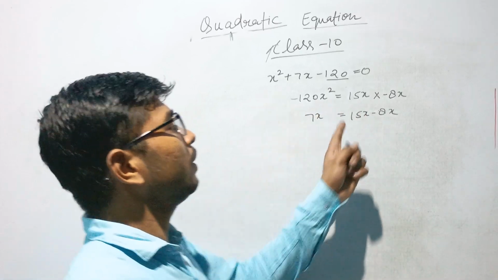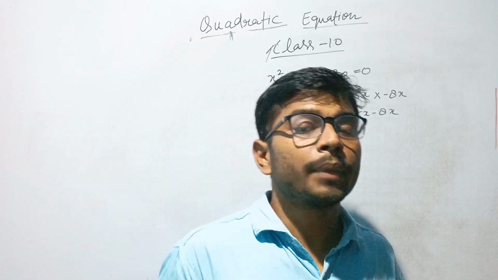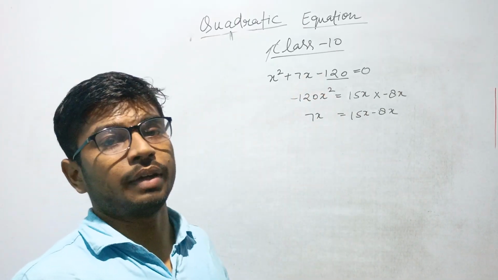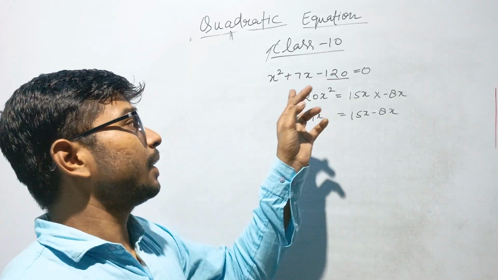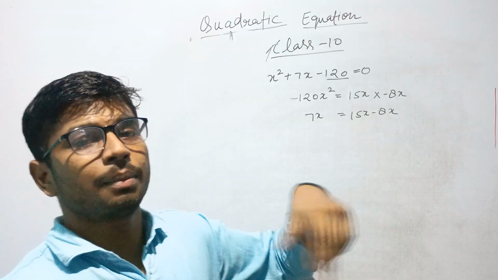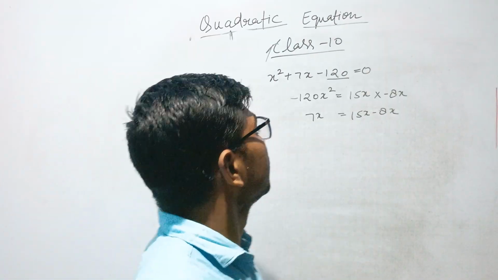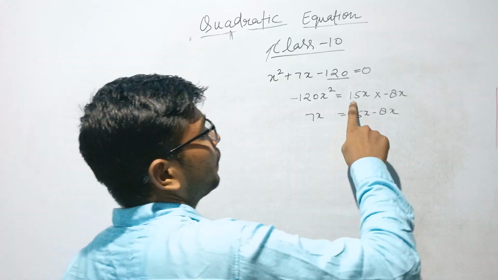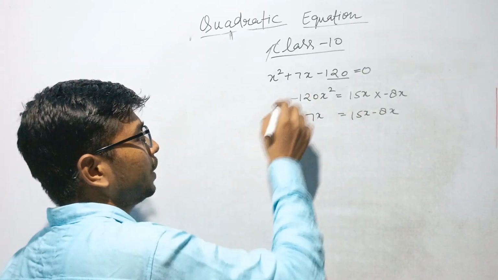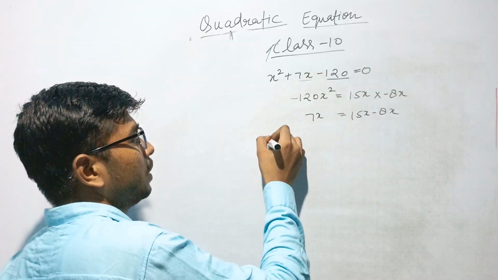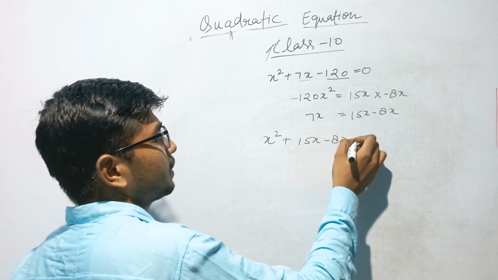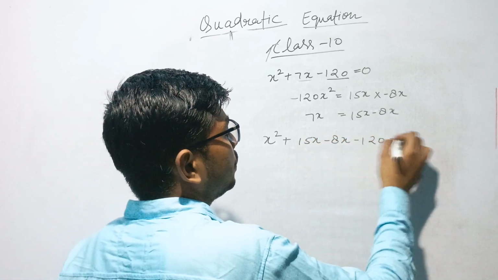Okay, why are we not taking minus 15x? Because we have to get positive 7x. If there was minus 7x, then we would have to write minus 15x plus 8x. But this is according to the question. So here we will take 15x and minus 8x in place of 7x. Now x square plus 15x minus 8x minus 120 is equal to 0.